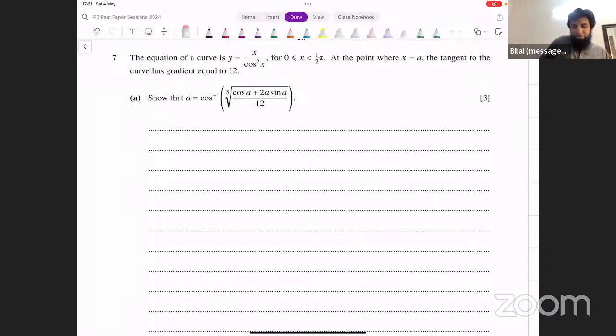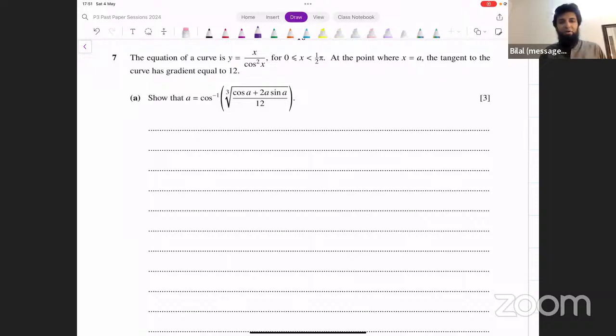The equation of a curve is y equals x over cos square x for x between 0 to pi over 2. Okay, so this is the equation of the curve. At the point where x equals a, the tangent to the curve has gradient equal to 12. If the tangent to the curve has gradient equal to 12, what that means is the curve also has gradient equal to 12, right? Because the gradient of the tangent to a curve is the same as the gradient of that curve. So all you have to do is find the gradient of this curve.